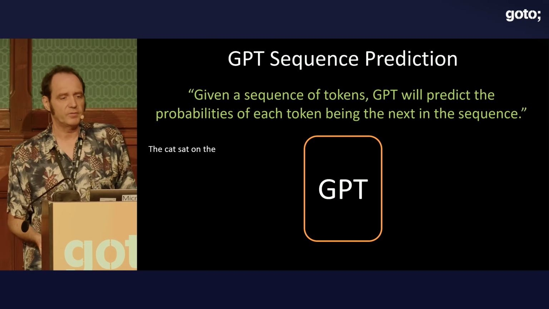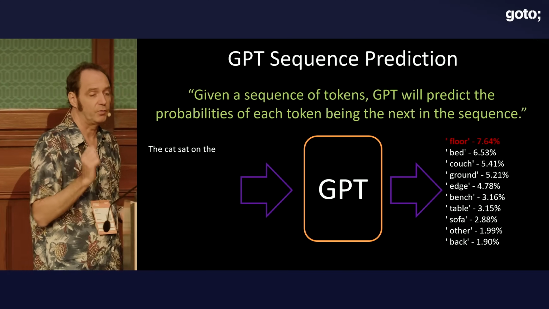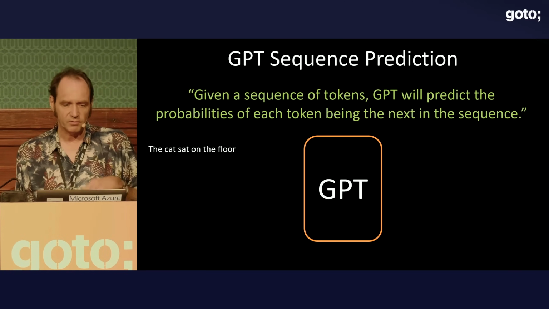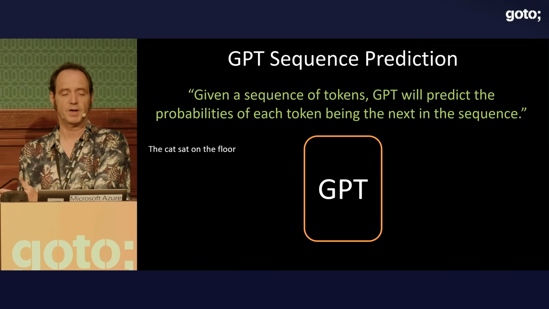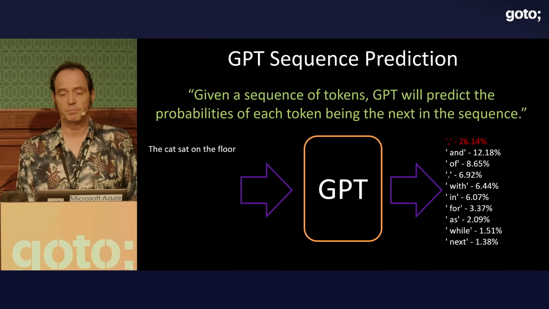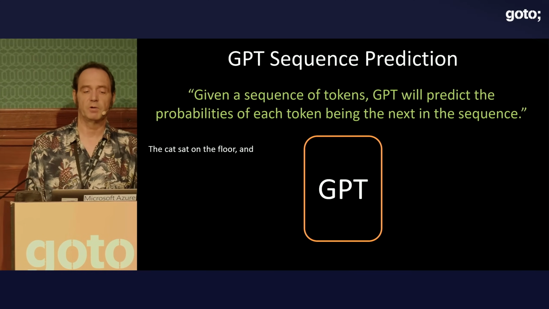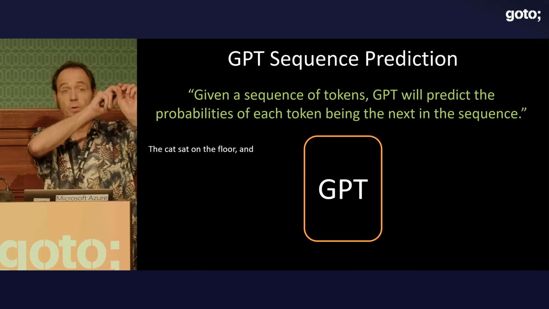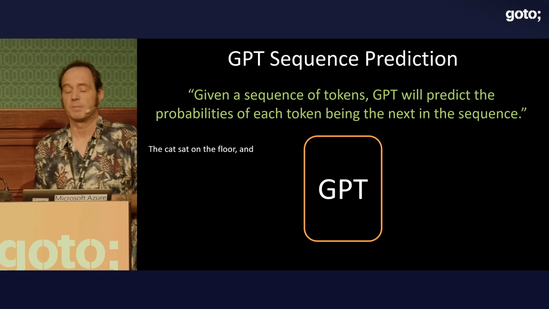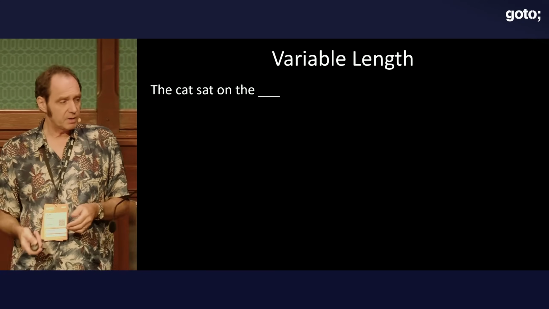So we say "the cat sat in there." And GPT comes out with various predictions; "floor" is going to be the most probable token with 7.64%. So we stick that on the end. We send that sequence through GPT again, and it comes out with a comma, 26.14%. So we stick a comma on, send that through again, and it comes out with "and", and we slap that on the end. That's why we see this stream of words or tokens appearing as GPT is making its predictions.